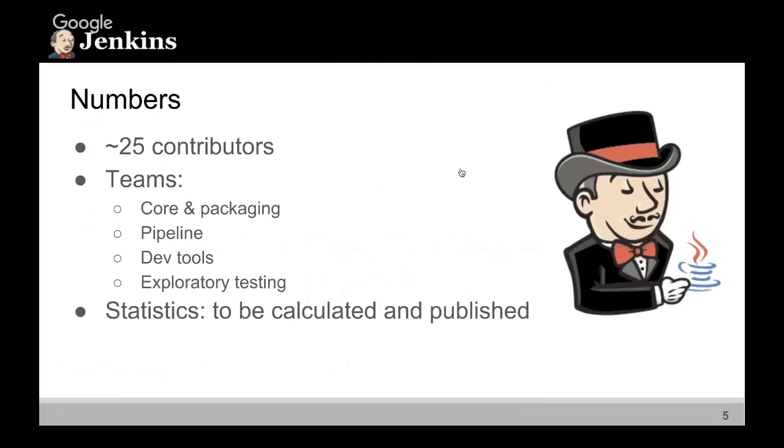Generally, we had 25 contributors. It's an approximate number. I still need to calculate how many contributors we had, because there were people doing some exploratory testing, reporting issues, or doing releases for us. So I would expect this number to grow a bit. And we had several teams. One of the teams was working on core and packaging bits. Then we were working on pipeline. Sam, Jeff, Devin, Nicola also spent a lot of time on development tools in order to have test and build flows running. And we also had people doing exploratory testing in different areas.